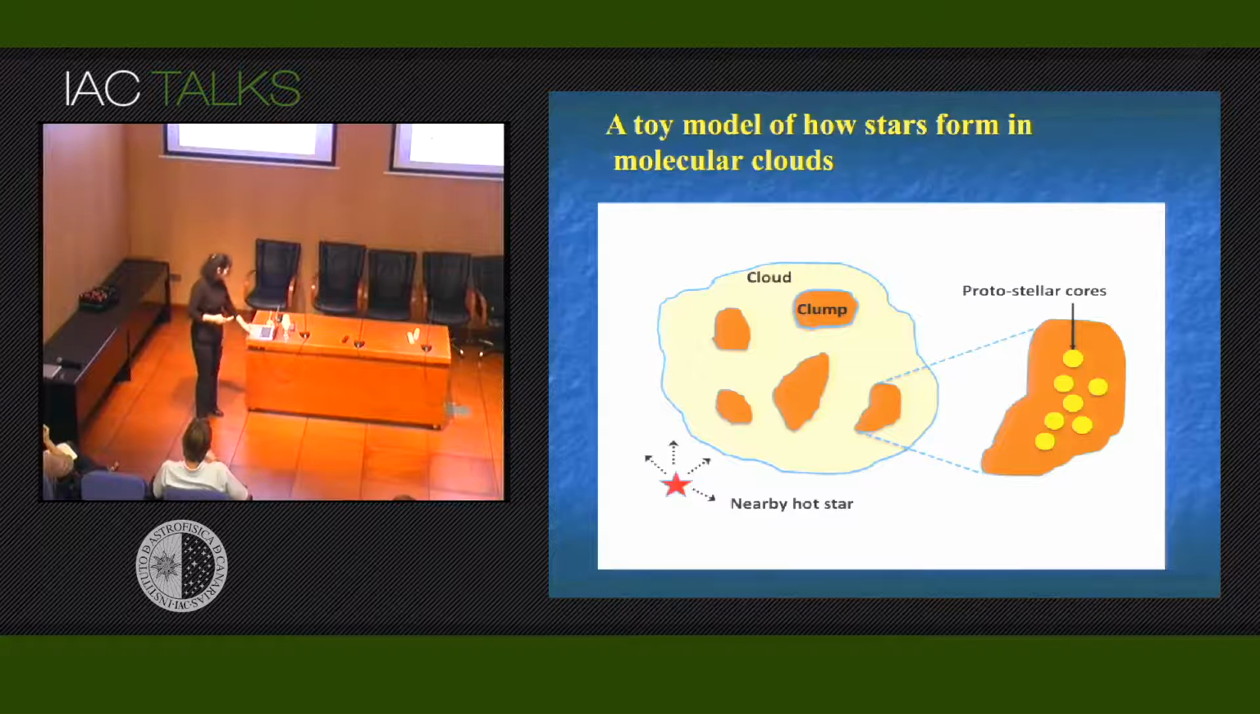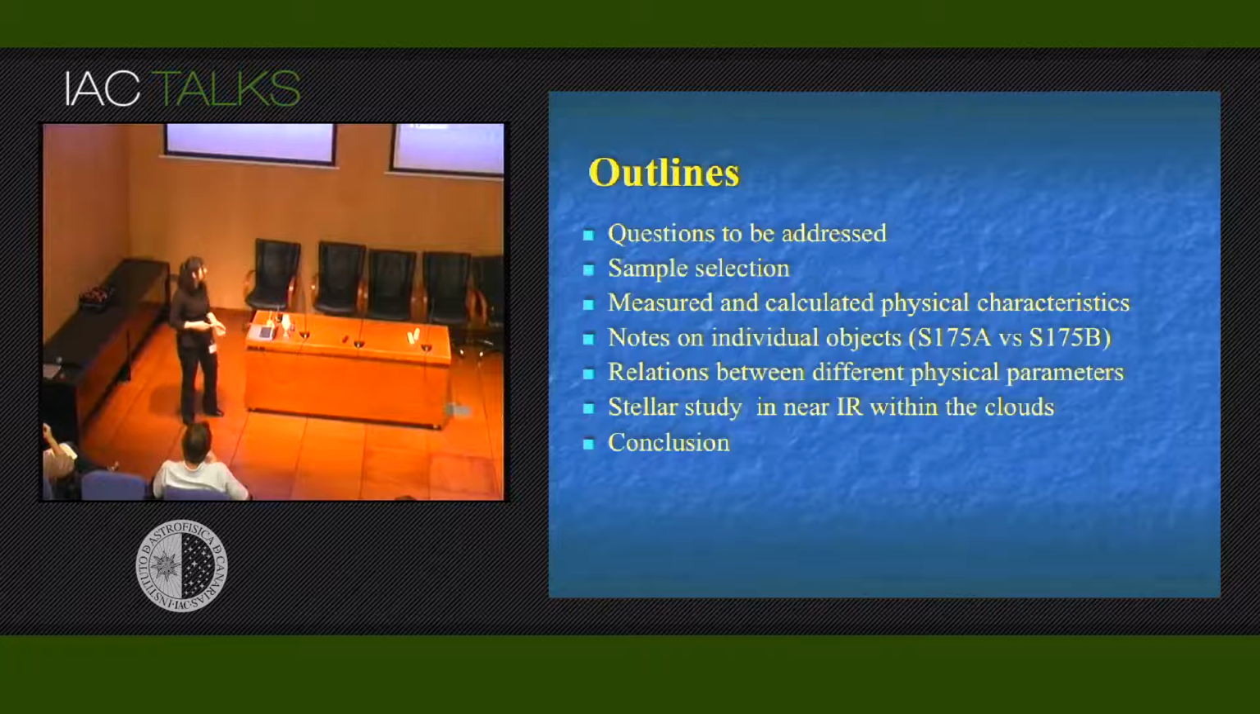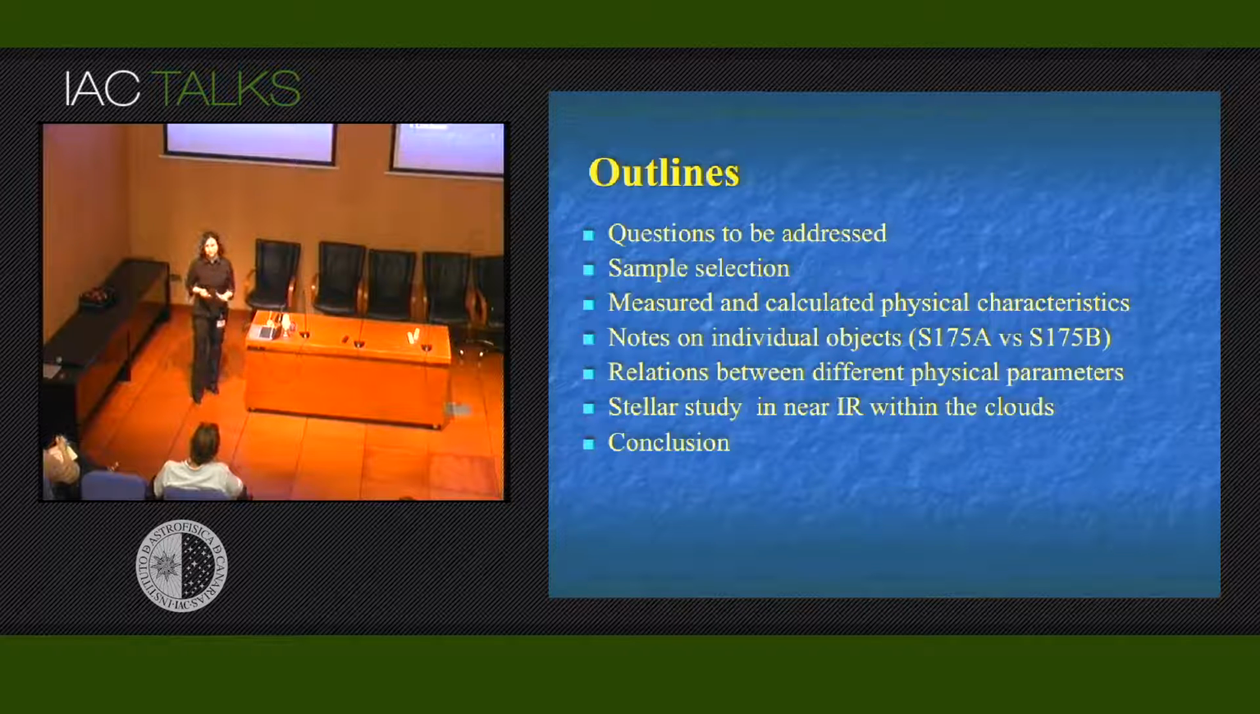So these are the outlines of my talk today. I'm going to talk about what we are actually looking for, which I already described. We would like to know how the presence of a massive star and an H2 region around it may affect further star formation in the cloud. Then I'll talk about how we selected our sample and how we measure the physical parameters within the cloud. Some of these objects were more interesting, so I'm going to give some notes on specific individual objects. Then we checked how these physical parameters have changed in the environment. So we studied the relation between the physical parameters like density, temperature, and velocity dispersion within the clouds. And we also need to look at the stars, so we look at the infrared observations to see how star formation has been affected by these physical conditions, and then I summarize the talk at the end.